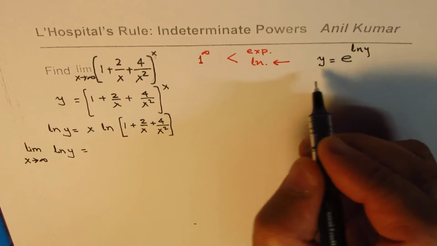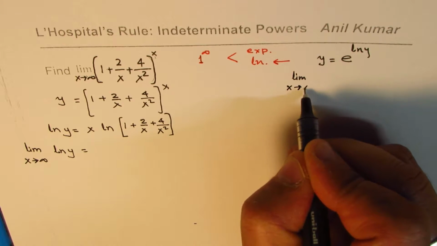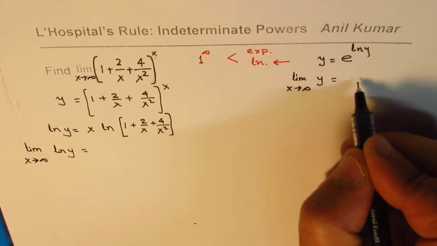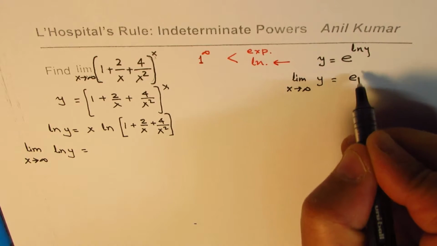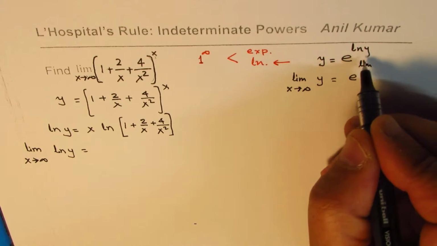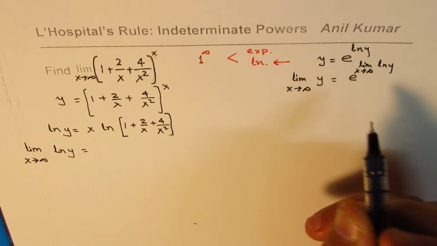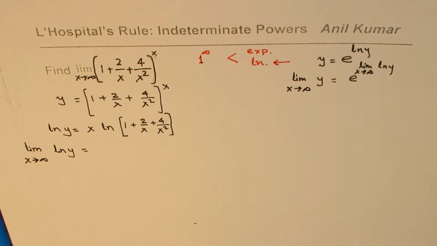So the concept here is that the limit as x approaches infinity of y is equal to e to the power of the limit as x approaches infinity of ln y. Is it okay? So once we get this limit, we will get our answer as e to the power of something. This is just to give you a heads up.